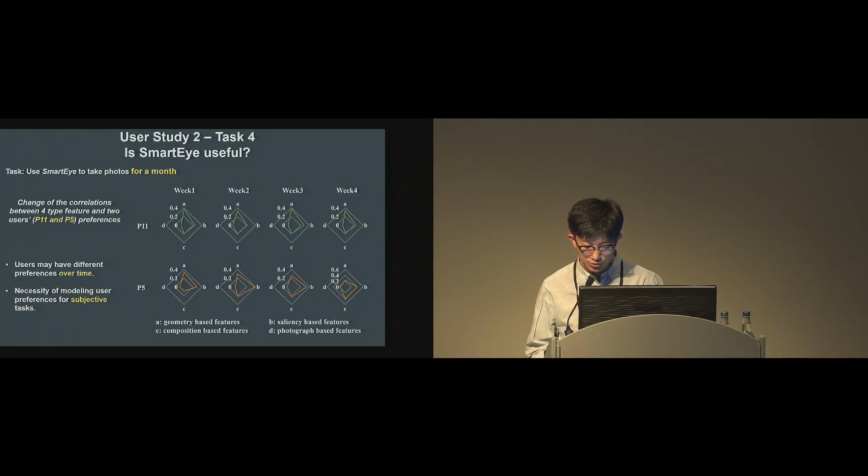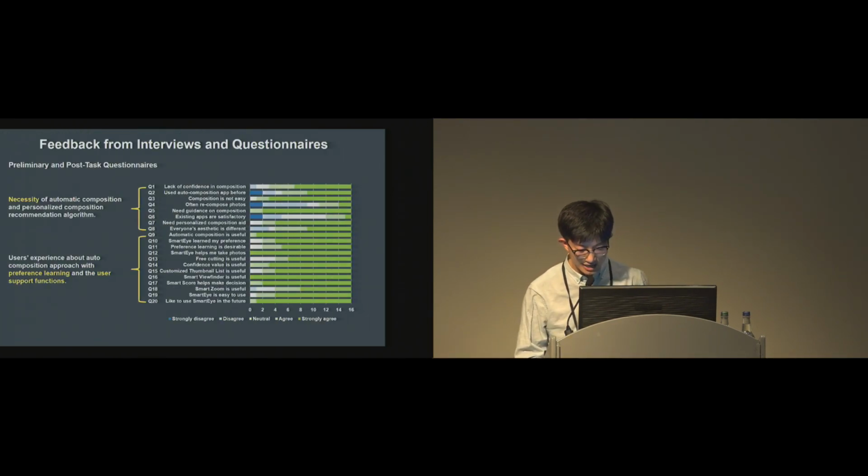Additionally, we select 2 user history data and calculate the correlation between features of different types and their preference score. This figure shows that the correlation gets changed weekly. It can be found that users may have different preferences over time. What's more, it strongly demonstrates the necessity of modeling user preference for subjective tasks. Our preliminary and post-questionnaire were based on a 5-point scale. All participants gave positive scores.